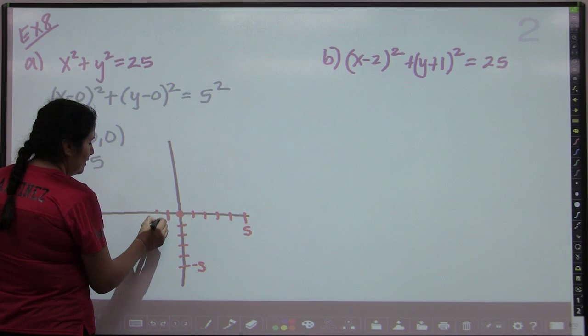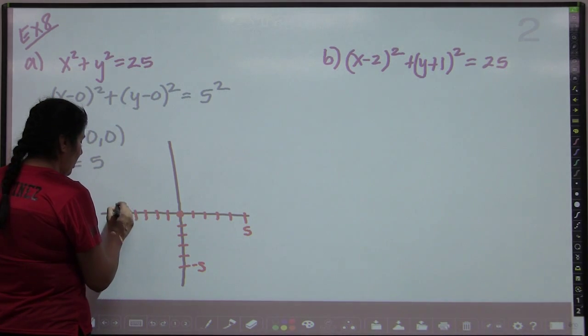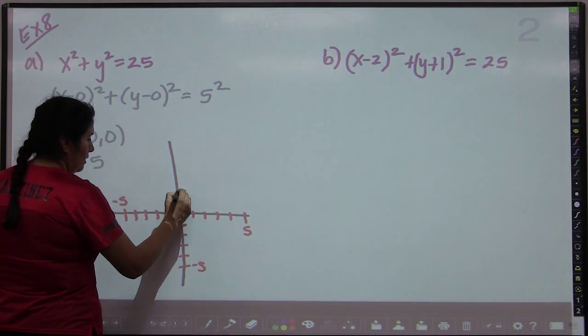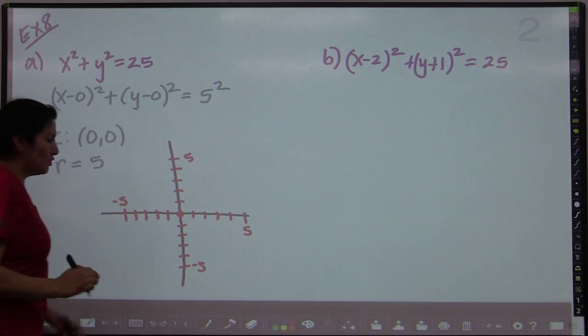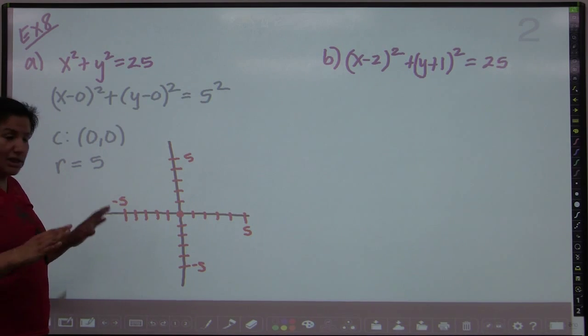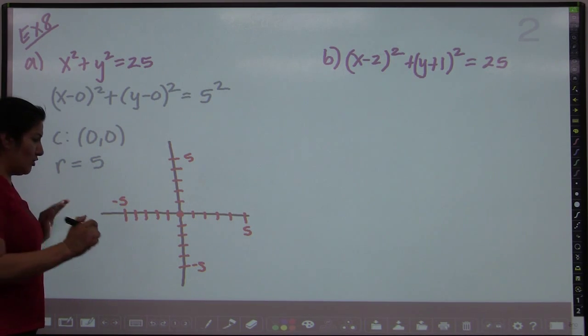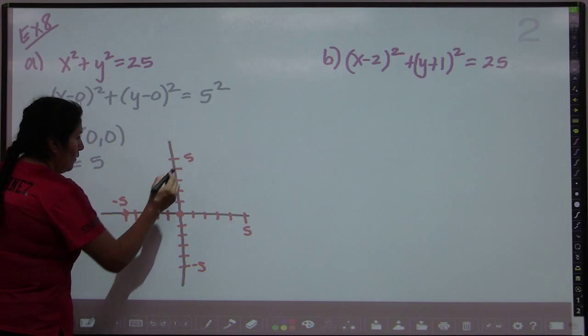There you go. 1, 2, 3, 4, 5. And 1, 2, 3, 4, 5. So I just went north, south, east, west, basically, in 5 units each direction. So I'm going to put points over here.